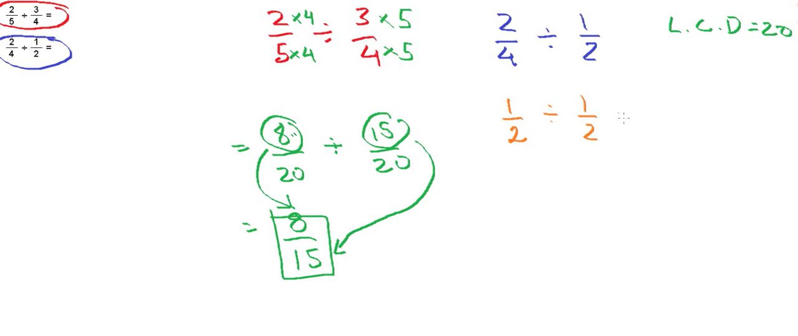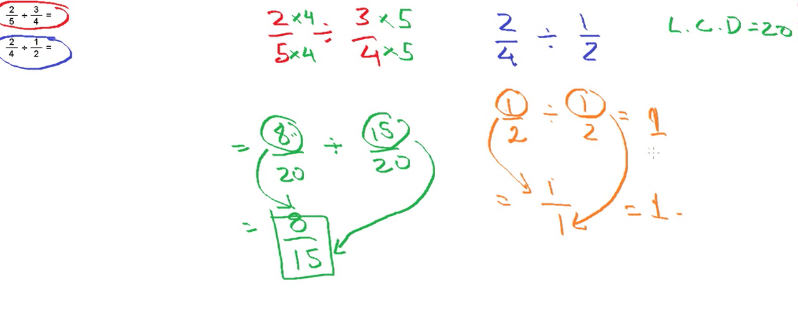Now, obviously when a number is divided by itself, it's always 1. But you can also see it as our first number divided by our second number. Our first number becomes our numerator, so that's 1, and our second number becomes a denominator, which is also 1. And 1 divided by 1 is 1. That works because both these numbers have the same denominators.